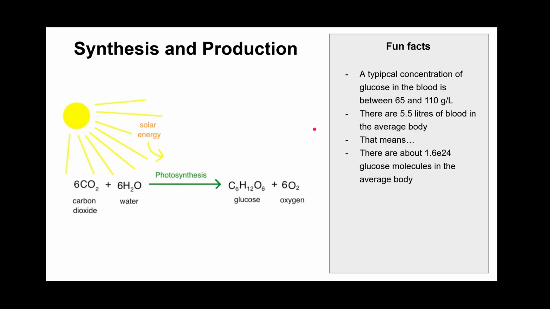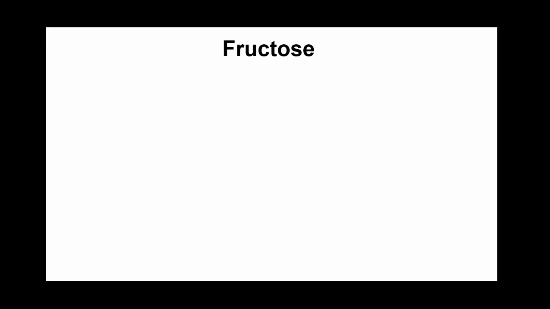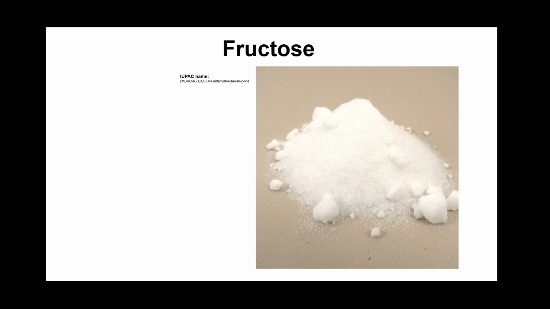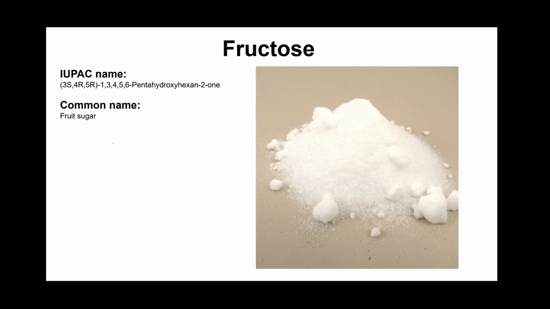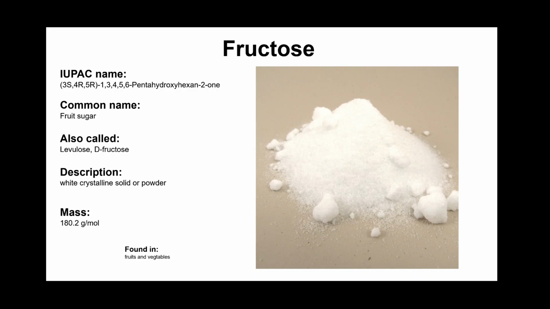Fun facts about glucose: there are about 1.6 times 10 to the 24 glucose molecules in the average body. So we're going through a lot every single day. So next is fructose, which is a very similar compound to glucose. It's visually similar, as most sugars are. They're all crystalline white powders. And the common name for fructose is fruit sugar because it's found in most fruits and vegetables.